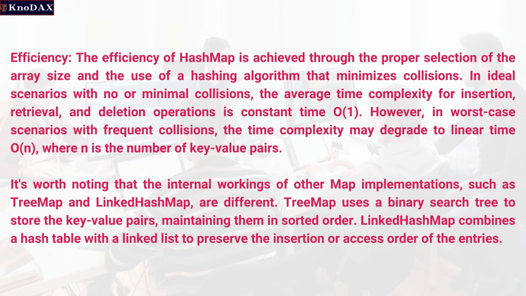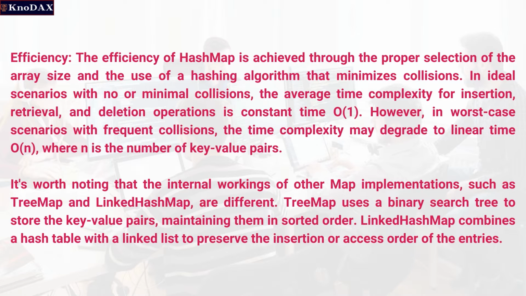The efficiency of HashMap is achieved through the proper selection of the array size and the use of a hashing algorithm that minimizes collisions. In ideal scenarios with no or minimal collisions, the average time complexity for insertion, retrieval, and deletion operations is constant time. However, in worst-case scenarios with frequent collisions, the time complexity may degrade to linear time.